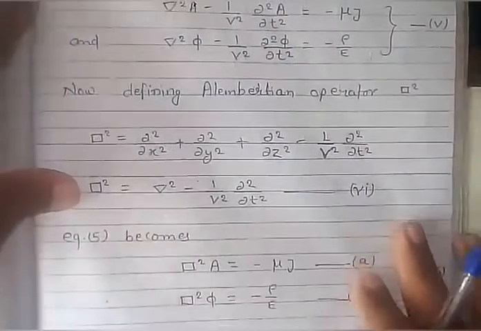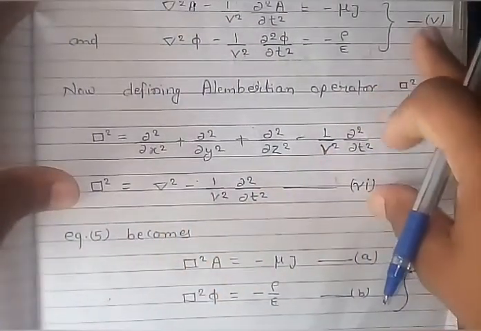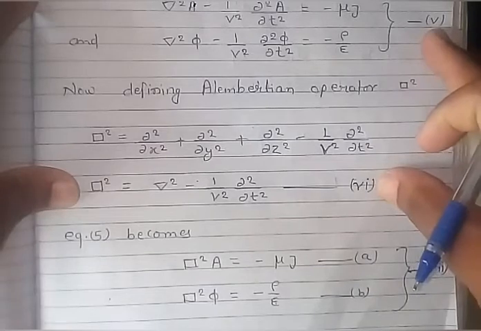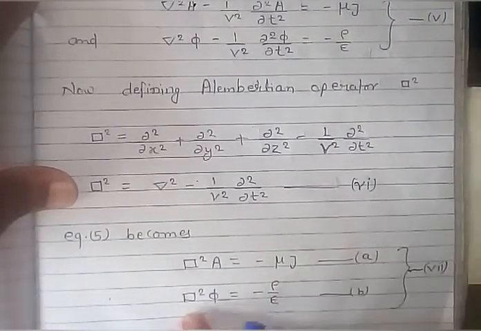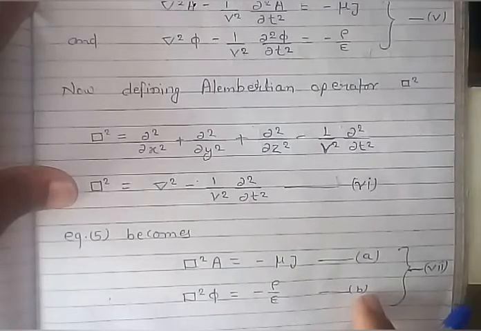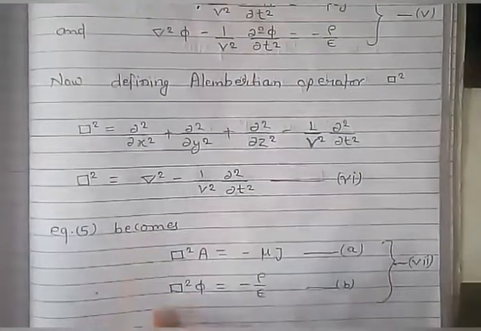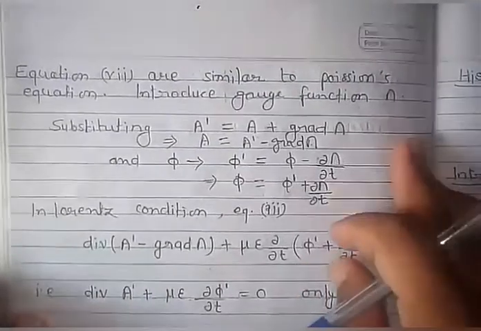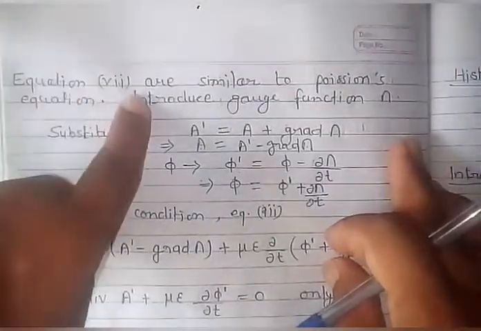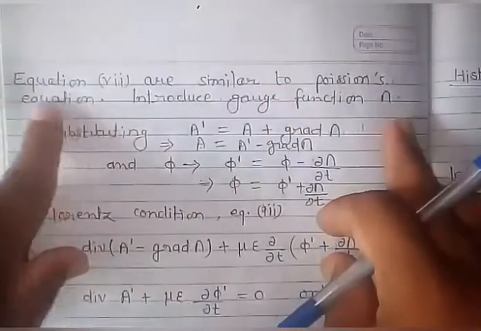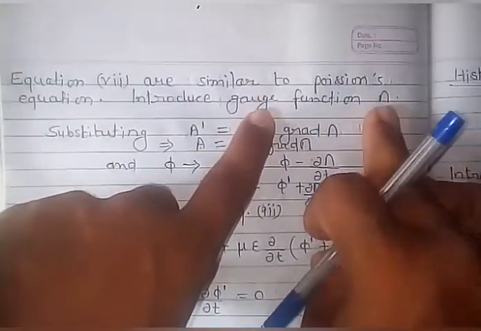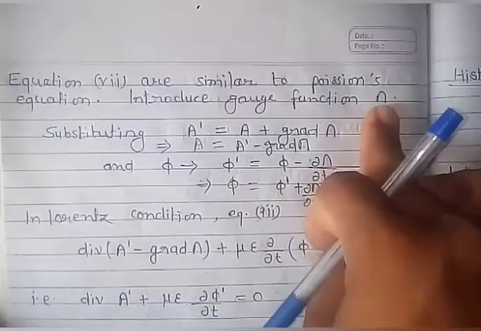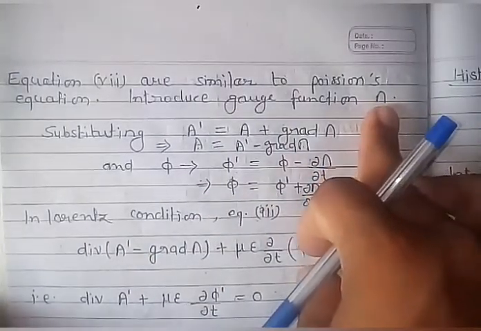When we compare the fifth and sixth equations, then we get equation A and equation B. It is equation 7. Here equation 7 is similar to the Poisson equation, and we introduce a gauge function. This is the sign of the gauge function.